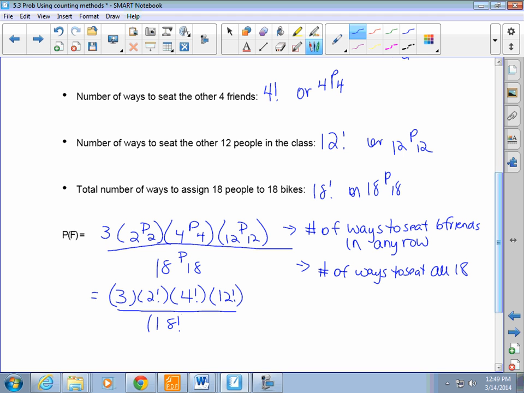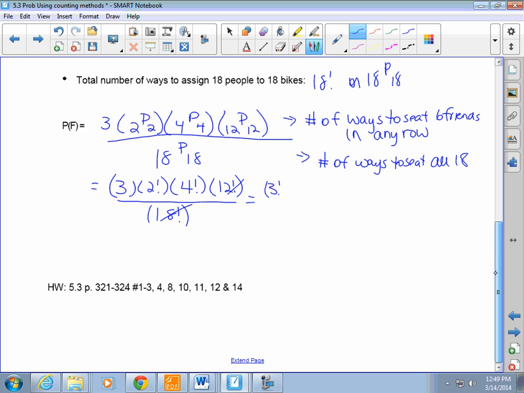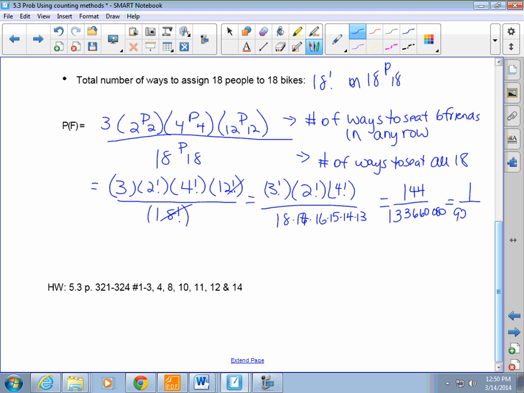So my 12 factorial will cancel off with part of my 18 factorial and leave me with 3 factorial times 2 factorial times 4 factorial on the bottom. Then I'm left with 18 times 17 times 16 times 15 times 14 times 13, because I got rid of the 12 factorial. So this equals 144 over 13,366,080, and that works to 1 over 92,820. So the probability of all 6 friends being seated in the same row is 1 out of 92,820. So again, not very likely.